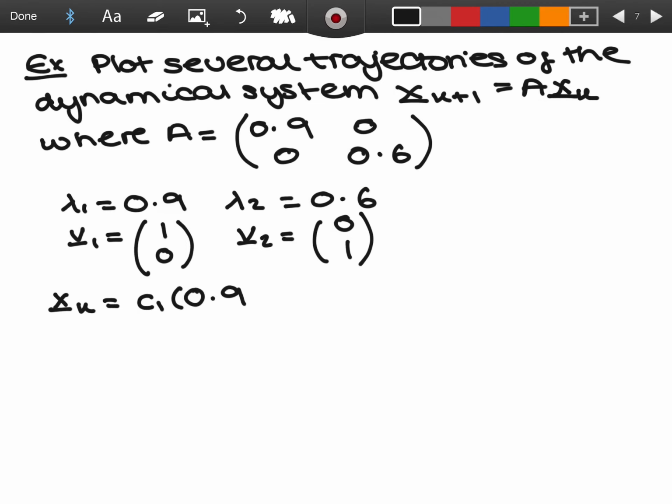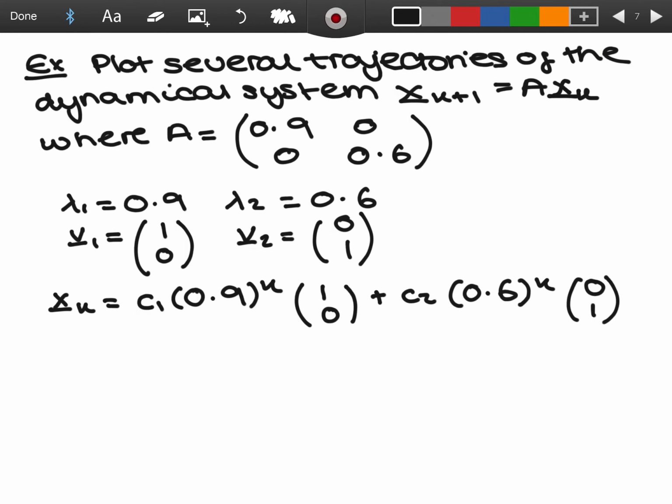which means that the kth iteration can be written as, for some C1 and C2, 0.9 to the k times (1, 0), plus C2 times 0.6 to the k times (0, 1). Okay. As k goes towards infinity, what's going to happen to the kth iteration? What's going to happen to that x value? Well, it's going to go to 0. This thing's going to go to 0 and this thing's going to go to 0 as k gets larger and larger. However, 0.6 to the k is going to get to 0 faster than 0.9 to the k.